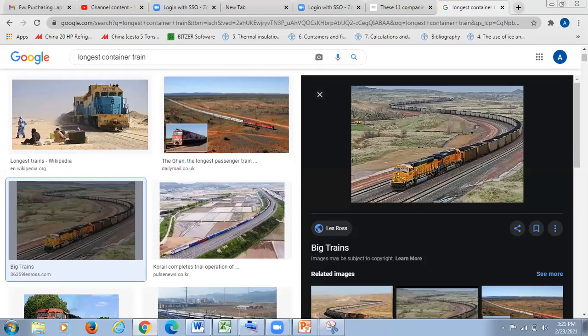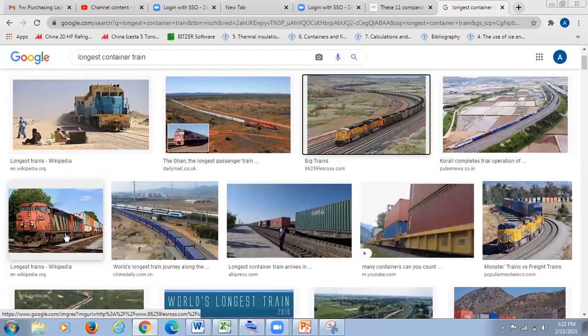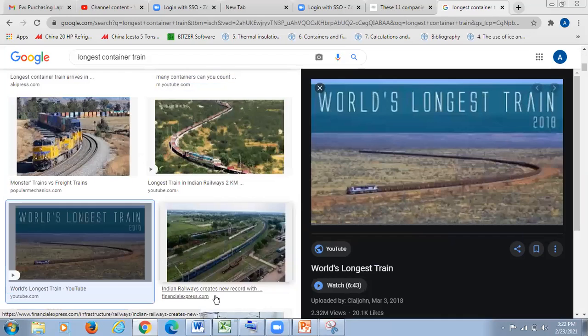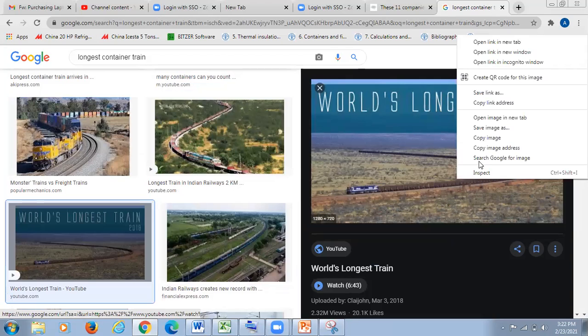Same with the ships, containers running, sailing around. It's the same thing. See, world's longest train, 2018.